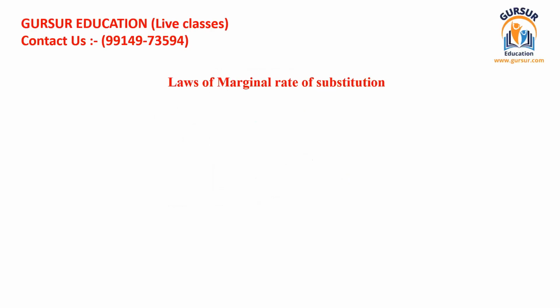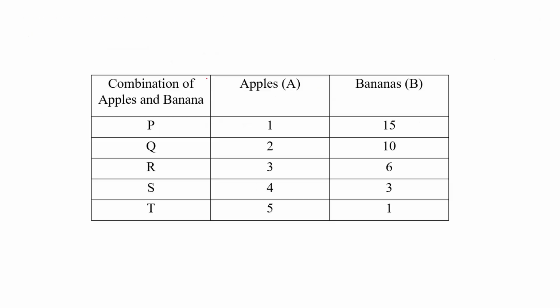Then after that, we have to study some laws, and these are known as the marginal rate of substitution. Before going through the different laws, there are three laws, I must tell you the meaning of marginal rate of substitution. For that, you just have to see this combination. Here two commodities have been given: this is apples and this is bananas.